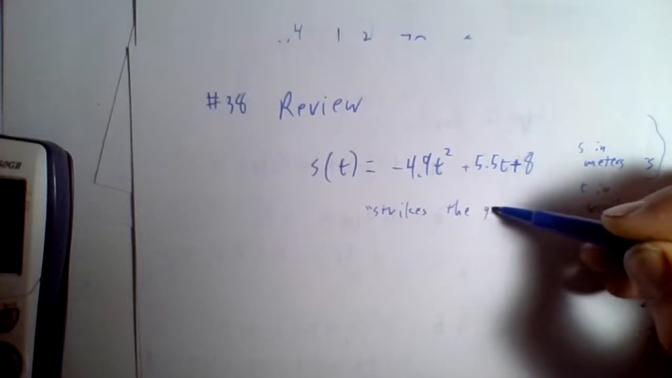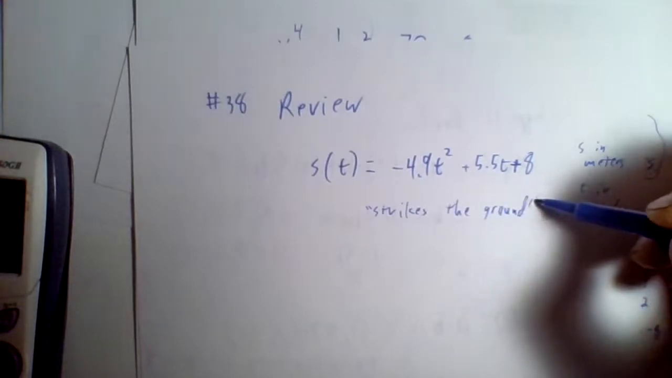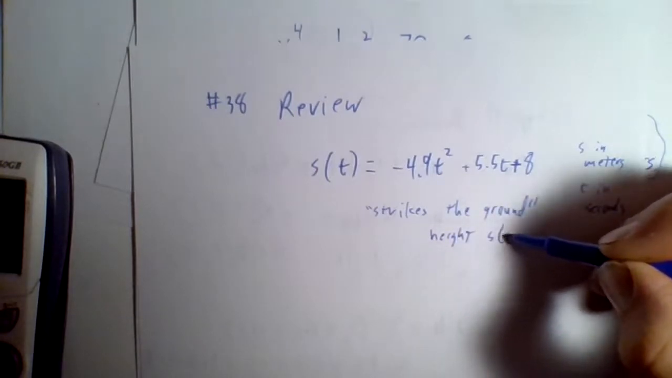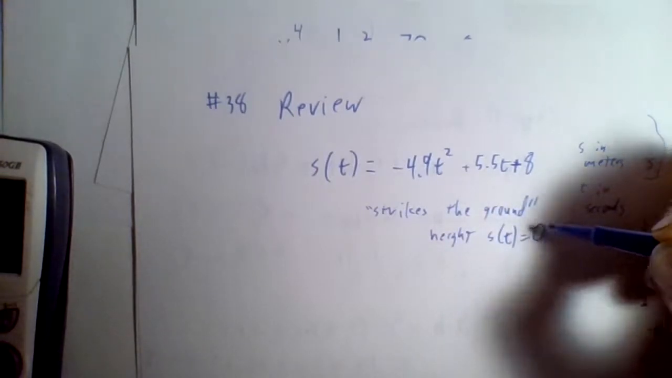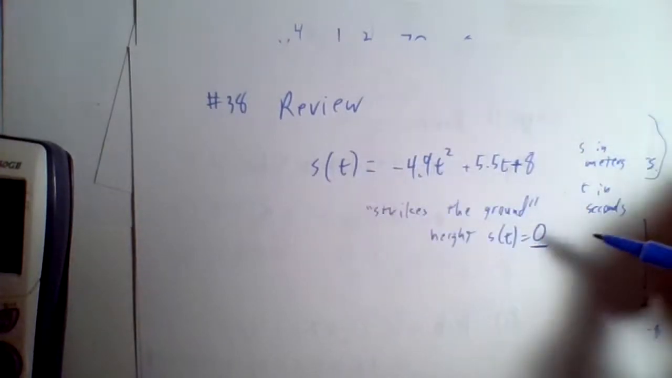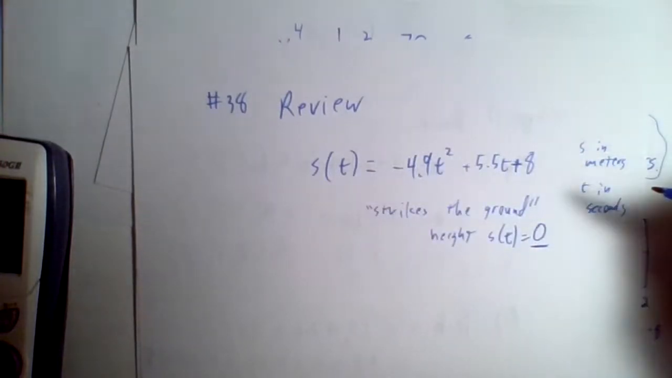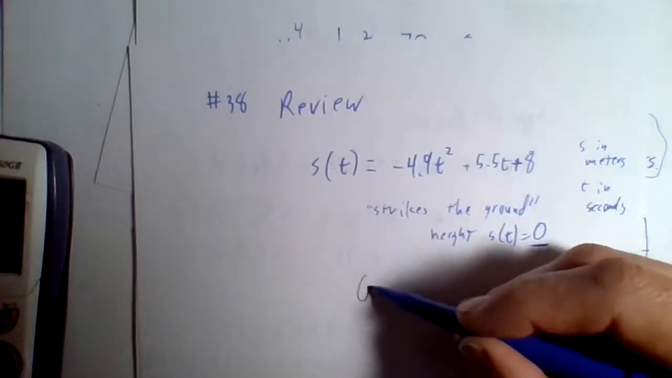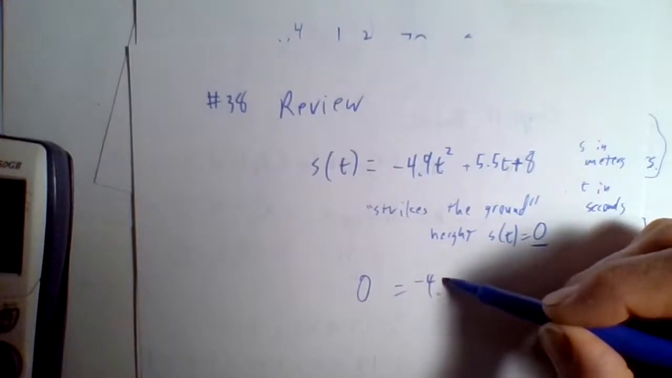So strikes the ground is when all the height is gone, right? When we get to height 0. S of t equals 0. So again, they're giving you the output. The output is the height of this thing. And they want to know when the height gets to 0, when the output is equal to 0. So that's the value that goes over here, and you're trying to solve for t in it. It turns into solving this equation.